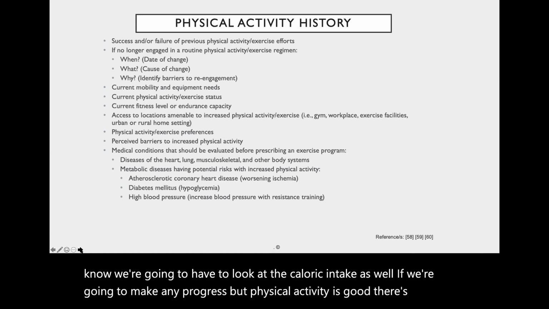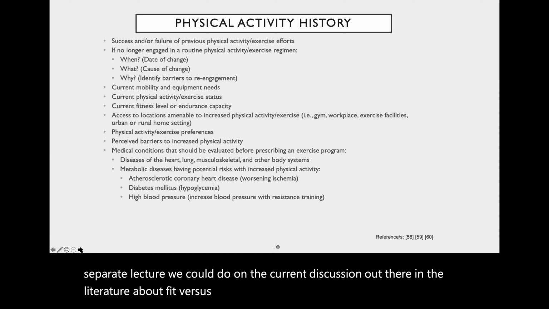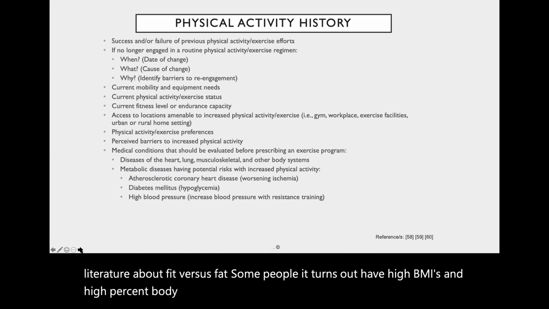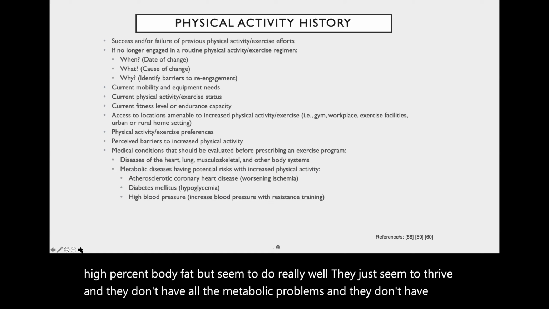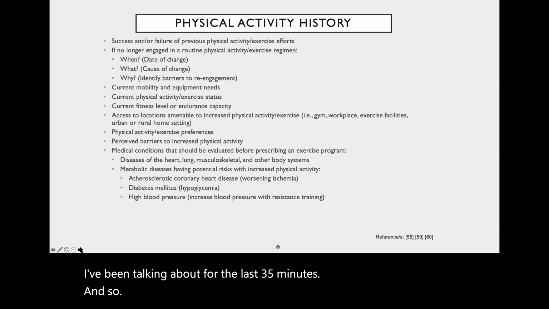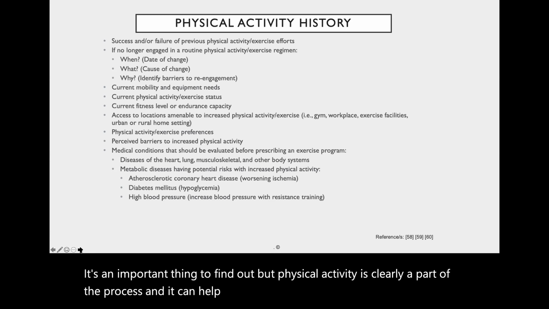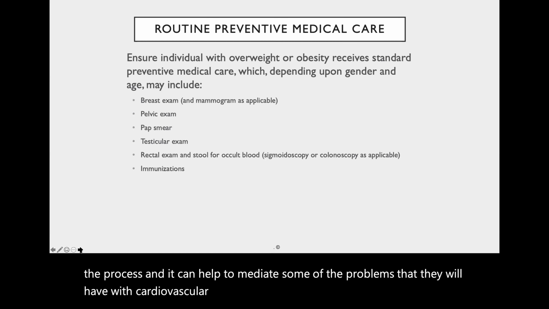There's a whole separate lecture we could do on the current discussion out there in the literature about fit versus fat. Some people, it turns out, have high BMIs and high percent body fat, but seem to do really well. They just seem to thrive, and they don't have all the metabolic problems, and they don't have all these other things that I've been talking about for the last 35 minutes. And so it's an important thing to find out, but physical activity is clearly a part of the process, and it can help to mediate some of the problems that they will have with cardiovascular illness and musculoskeletal illness.